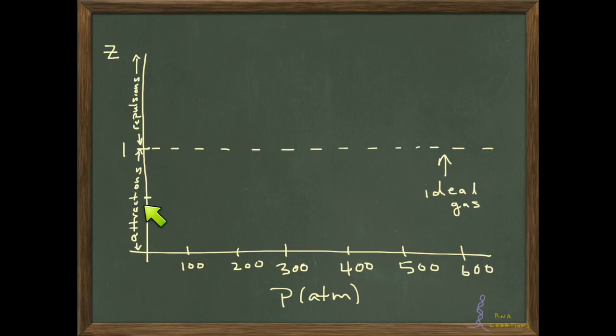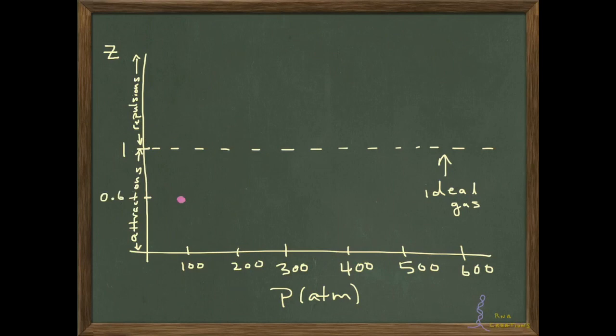If the system is dominated by attractions like we saw in the preceding example, then the value of Z will be less than 1, because the real molar volume is less than the ideal molar volume due to the attractions. If, on the other hand, the system is dominated by repulsions, then the value of Z will be greater than 1, and we'll look at this in more detail in the coming week.